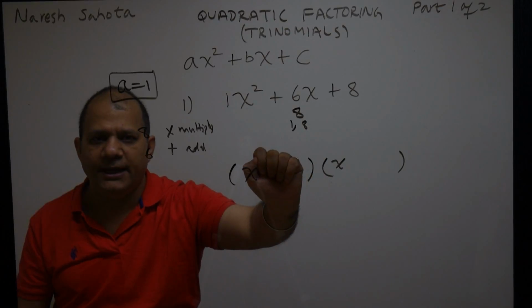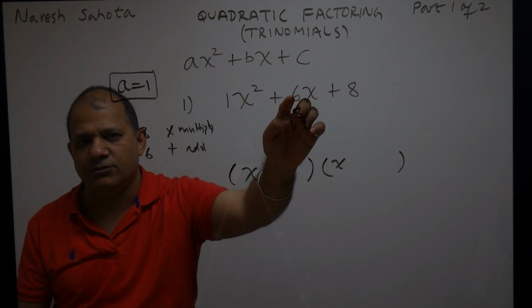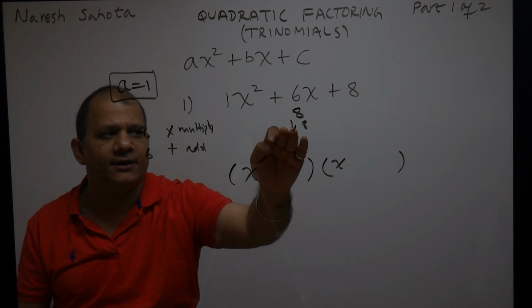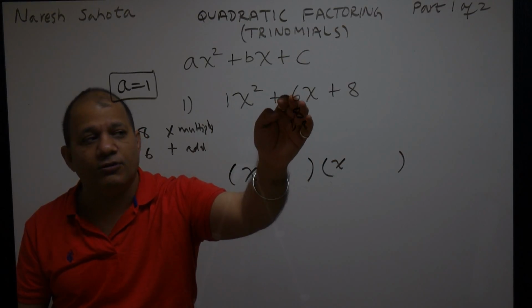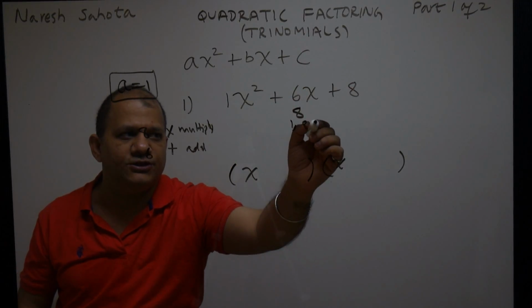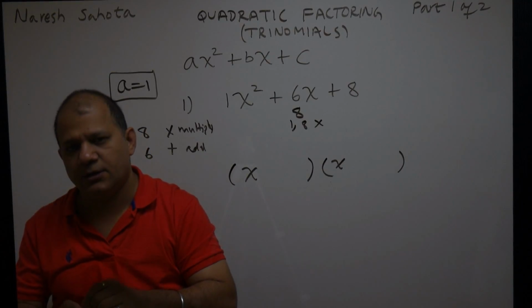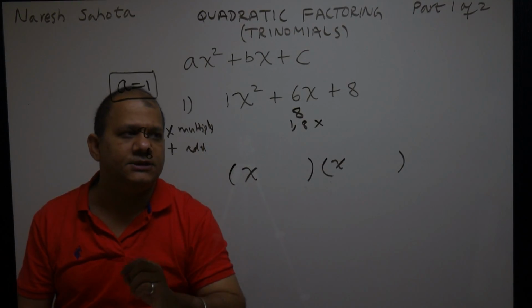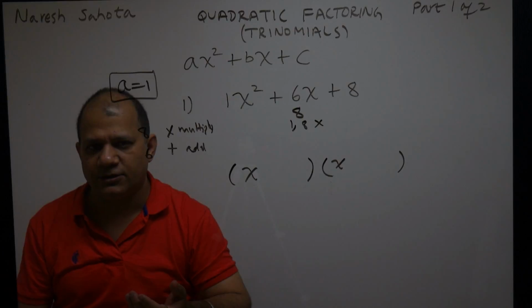Now if I add 1 and 8, do I get 6? No, I don't. Okay, what if I subtract 8, take away 1? I get 7, so I don't get 6. So this combination is not going to work. Now let's find a different set of pair. So what are other factors of 8?